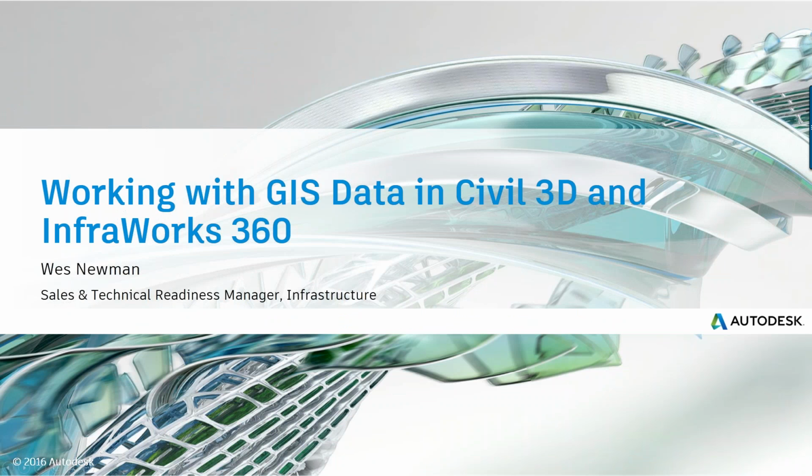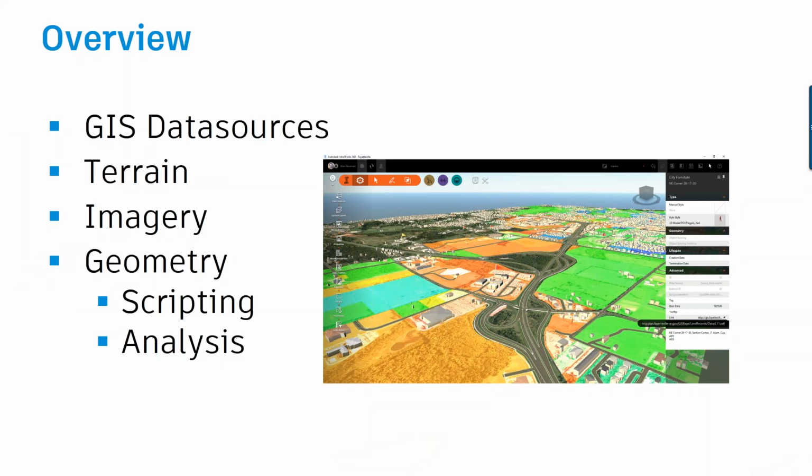All right, great. I just want to welcome everyone to working with GIS data in Civil 3D and InfraWorks 360. My name is Wes Newman, and I'm the Sales and Technical Readiness Manager for Infrastructure here at Autodesk. So today, just a quick overview agenda. I'm going to be taking you through different GIS data sources, where to get them, and then quickly jumping into two different products, Civil 3D and InfraWorks 360, showing you how to utilize basically the same data in either product for different things, and just show you the differences.